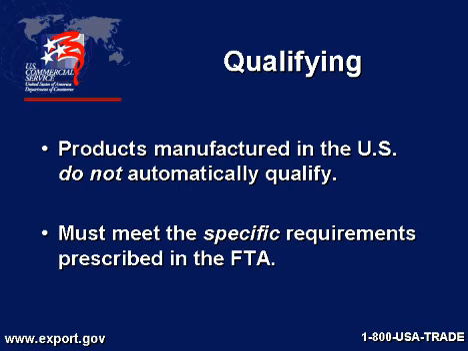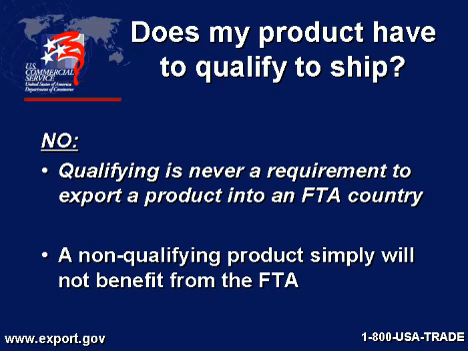Now, products will have to qualify to take advantage of the agreement, and if they're made in the U.S., they do not automatically qualify. Just because a product's manufactured here doesn't automatically make it qualify, though that is one step to qualifying. Instead, the good will have to meet the specific requirements. Additionally, your product does not have to qualify for preferential treatment under the FTA to ship to that country. You can still do business just like you did prior to this agreement going into force. The only difference is you won't be able to benefit from the agreement if you do not qualify under the rules of origin.